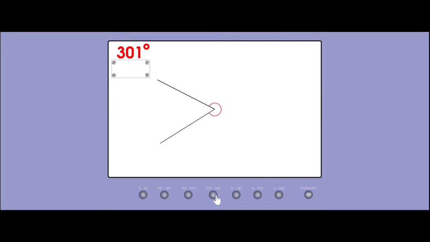Look at these different angles. Some are getting a little bit bigger, some are getting a little bit smaller. Oh, whoa, look at this one here. This one's almost a complete turn. We know that a complete turn, a full circle, is 360 degrees. This one is just shy of that. It's 357 degrees.